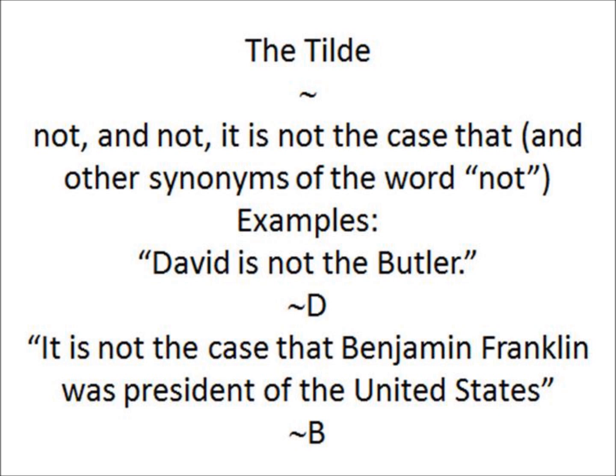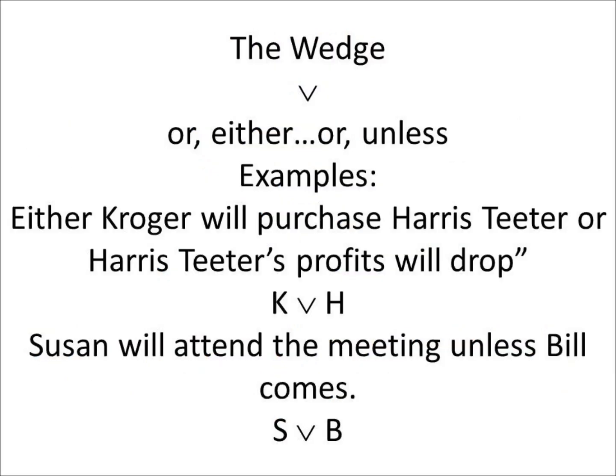Here's some examples. David is not the butler. Well, if we symbolize David is the butler by D, David is not the butler will be wiggle D, and you put the wiggle before the capital letter. It is not the case that Benjamin Franklin was President of the United States. Well, if you use B for Benjamin Franklin was President of the United States, to symbolize it is not the case that, you again use a wiggle before the B. That was the simplest of all the connectives that we use.